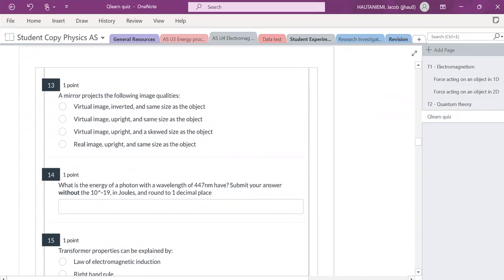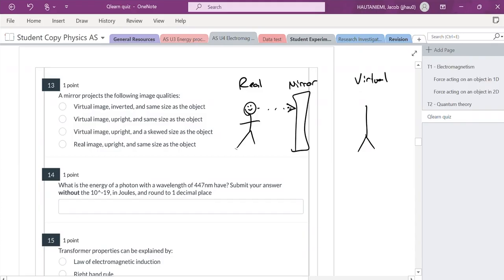Okay, a mirror projects the following image qualities. If we think about, I'll put some kind of mirror. Okay, this is your real side, this is the virtual side. This is what's actually happening in the real world. Maybe you see yourself in front of the mirror. Yeah, there you are, and you're very happy to be in front of the mirror. Okay, this is you. There's not actually two types of you. Although you see yourself way over here, okay, this is not actually you. You're not in the wall. It's a virtual image. Okay, so it's either one of these three that are virtual.